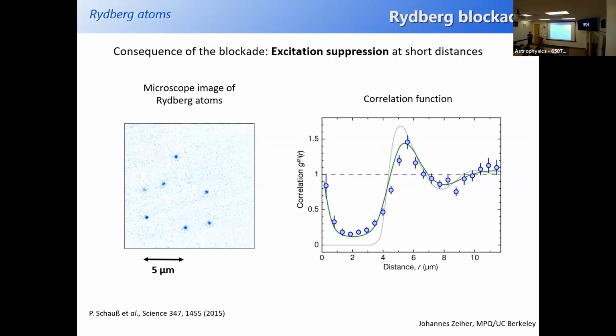And what we find is a correlation function that has a strong anti-correlation for short distances, which is exactly what you would expect for a blockade. So using this microscopic information and the high resolution detection, we can actually see this blockade directly in our experiment in this correlation function.